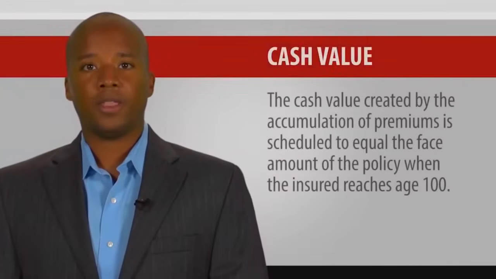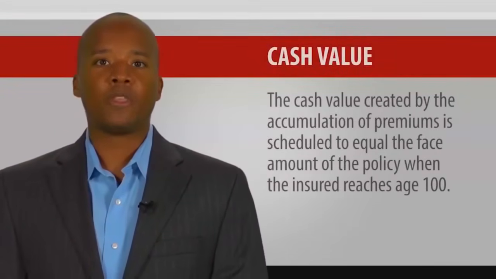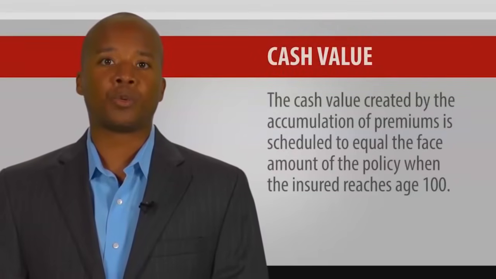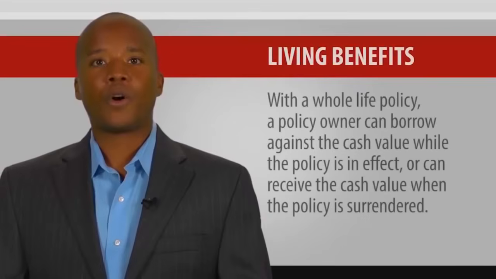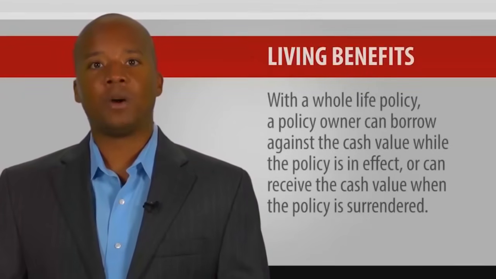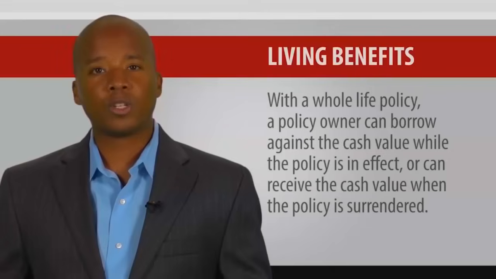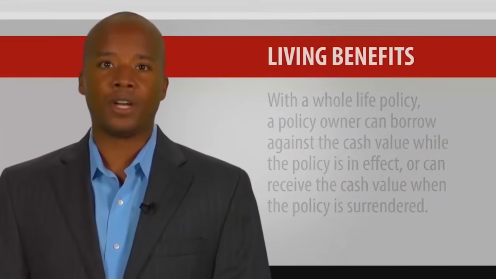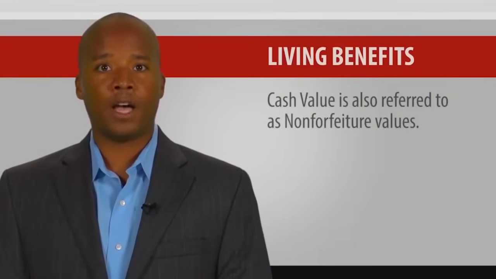Cash value. The cash value created by the accumulation of premiums is scheduled to equal the face amount of the policy when the insured reaches age 100. Living benefits. With a whole life policy, a policy owner can borrow against the cash value while the policy is in effect, or can receive the cash value when the policy is surrendered. Cash value is also referred to as non-forfeiture values.